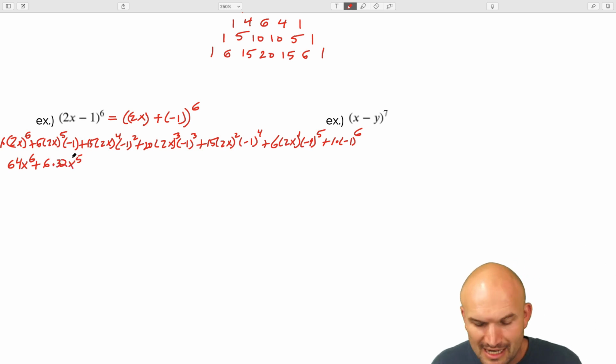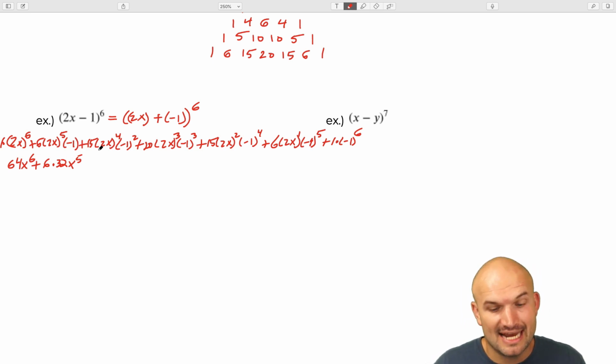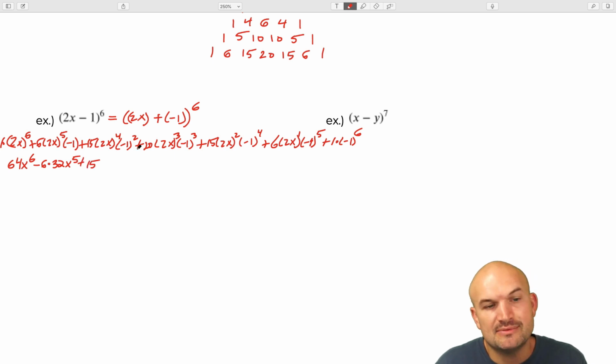Now, again, we got to be careful here because this is being multiplied by a negative, right? This is a negative 1. So actually what I'm going to need to do is not do that as a positive, recognize that as a negative. So that's a negative 6 times a 32 x to the 5th. Here, I'm going to have a plus a 15, 2x to the 4th.